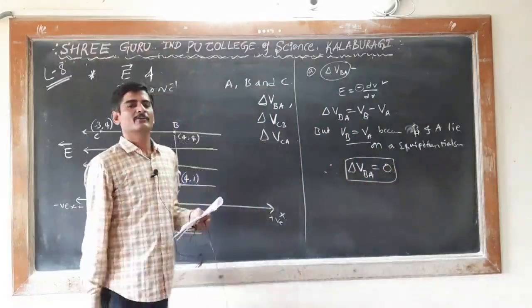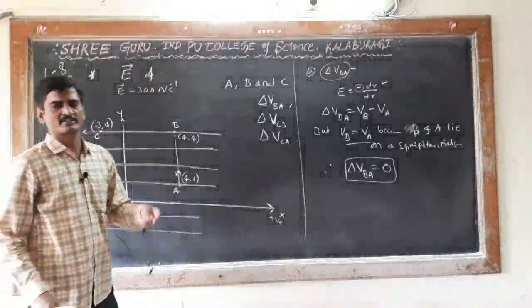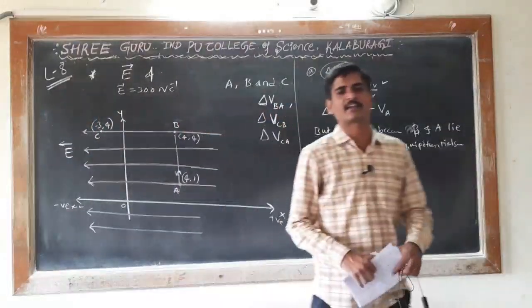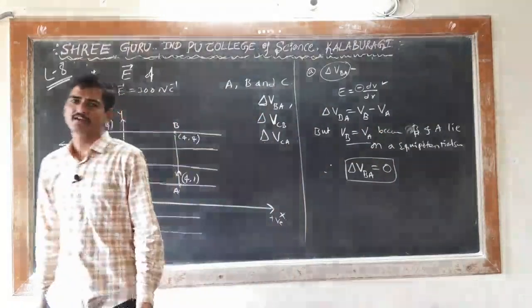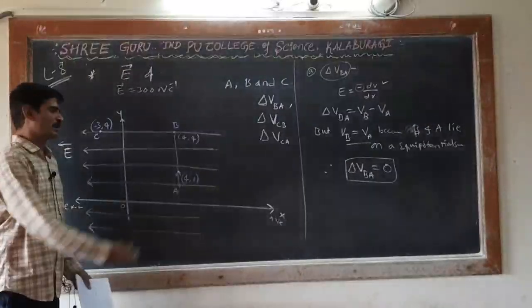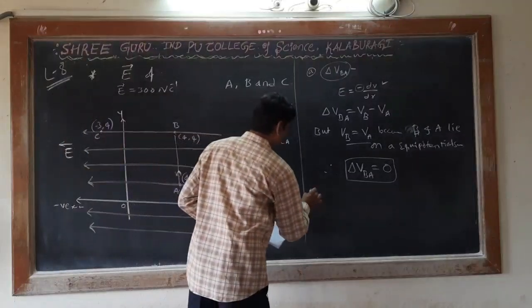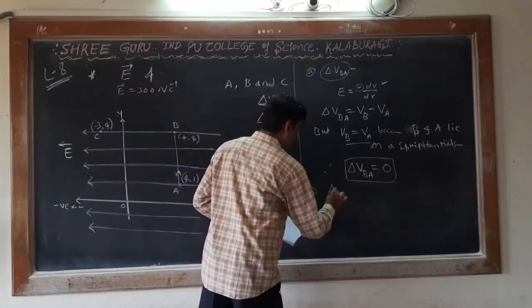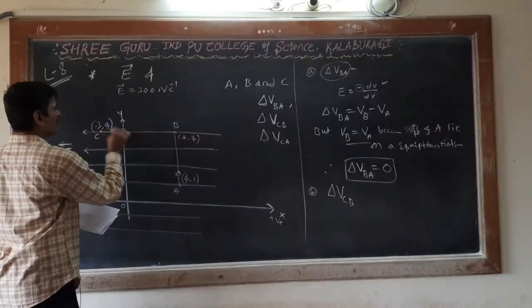Understood? Or you can also tell like this: if the displacement of the charge is perpendicular to the direction of electric field, then work done on the charge is 0. Understood? So next, second one, delta VCB, that is potential difference between C and B.